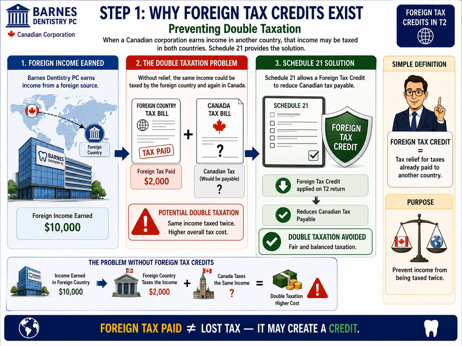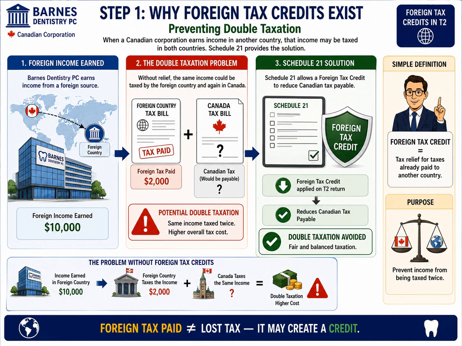At first glance, this seems straightforward. Income is earned, and tax must be paid. But now a problem appears. The foreign country where the income was earned may claim the right to tax that income. And Canada may also claim the right to tax that same income because the corporation is a Canadian resident.